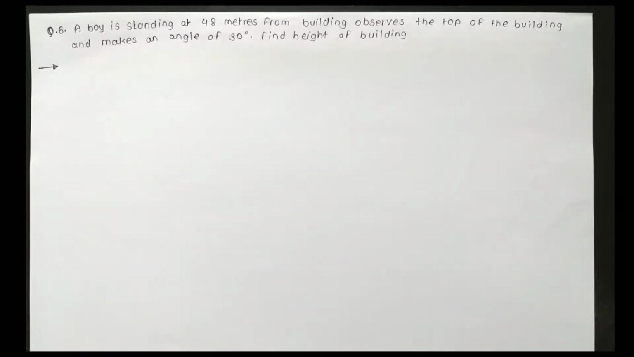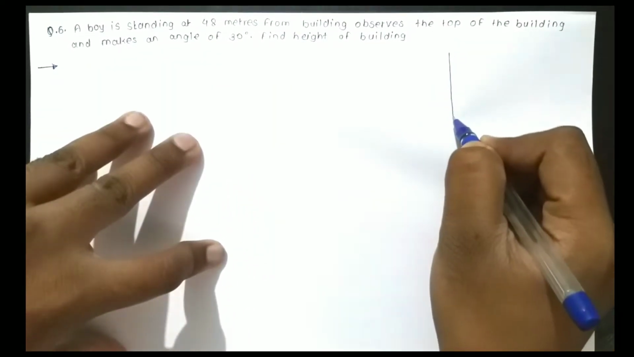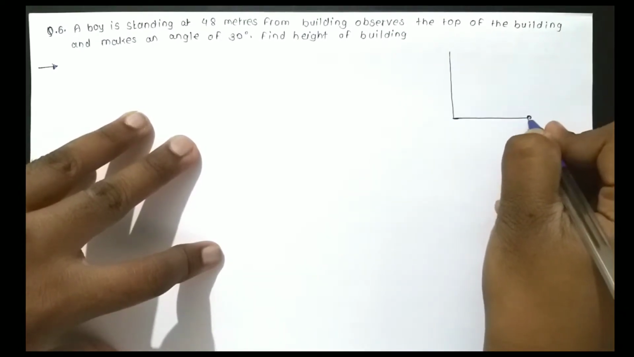Now we will solve questions number 6 to 10 in the practice set. Problem set 6, trigonometry. In this, question number 6: a boy is standing 48 meter from the building and observes the top of the building. So the rough figure is like that. This is the building and here is the observer.